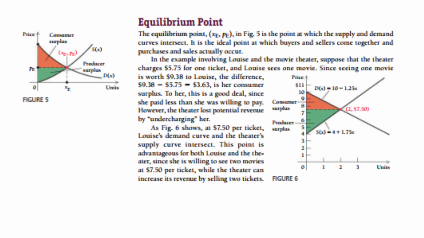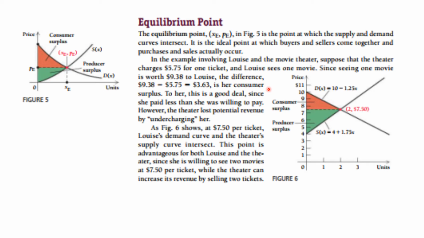Now, let's talk a little bit about the equilibrium point and these two concepts that we had. The equilibrium point is the point where supply and demand intersect. This is the ideal point at which buyers and sellers come together and purchases and sales actually occur. It's driven by the marketplace, and this is true for commodities.